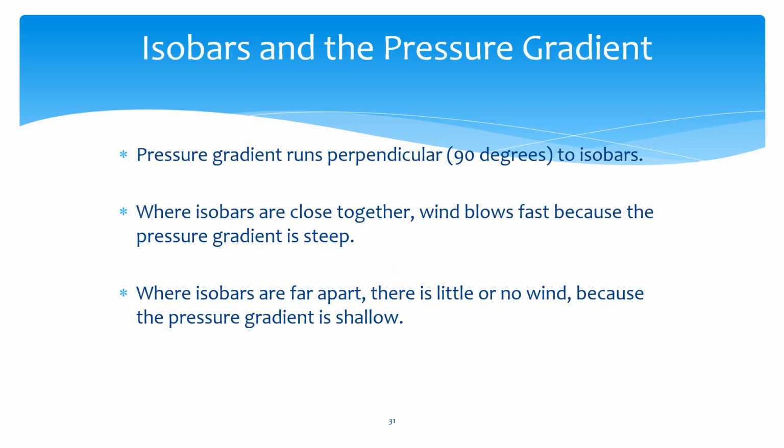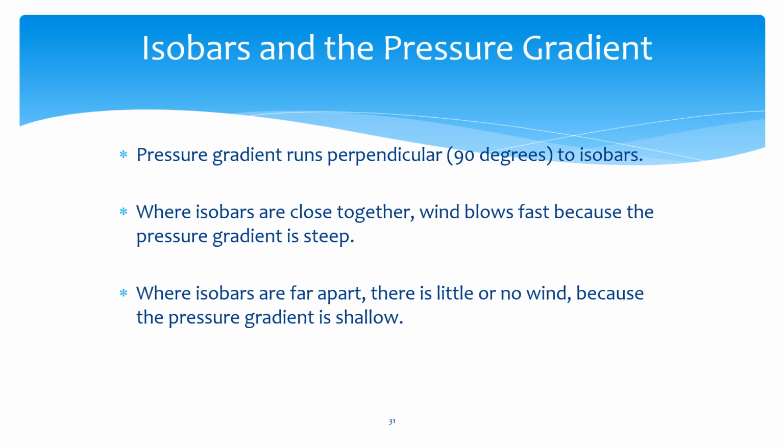So a couple things you need to know when looking at isobars: pressure gradients. The pressure gradient, the flow of air from high to low pressure, always runs perpendicular, or at least it should in a perfect world, to the isobars. When those isobars are very close together, the wind is going to blow faster because the pressure gradient, that big difference between the high and low pressure, is very steep. It is changing very quickly over a very short distance. So the wind's got to be blowing fast.